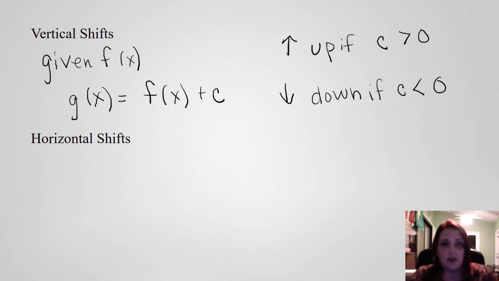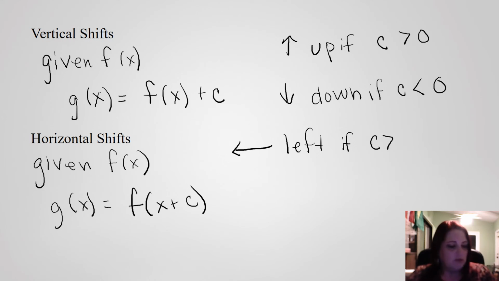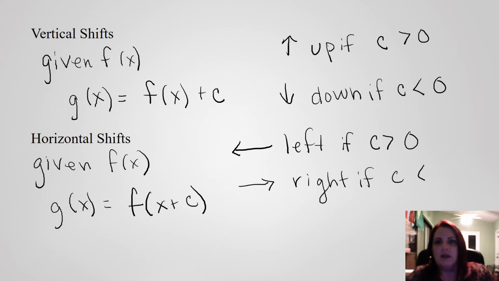On our horizontal shifts, let's say we're given the parent function f of x. Our transformed function is going to be f of x plus c. Notice that c is now in the parentheses. That's what gives you the hint that it's going to be a horizontal shift. So it's going to shift left if c is greater than 0, and it's going to shift right if c is less than 0.